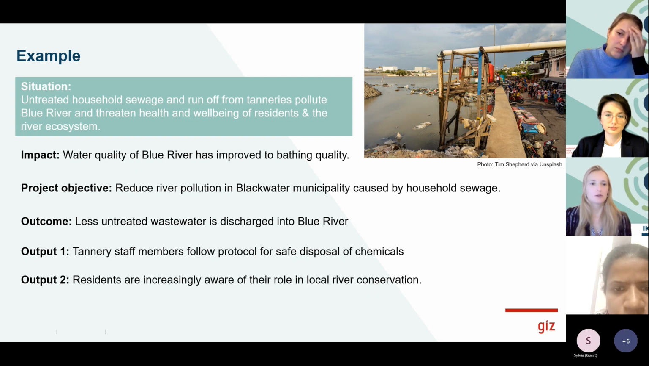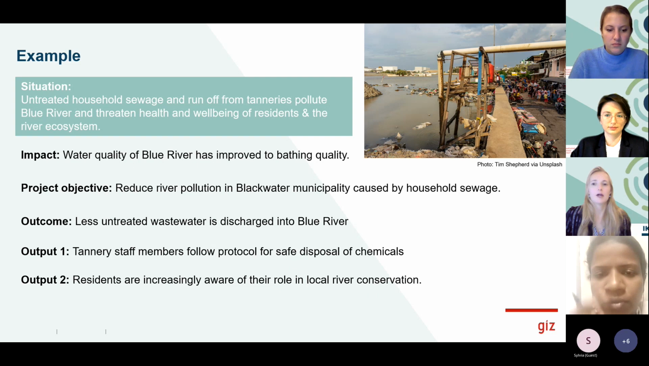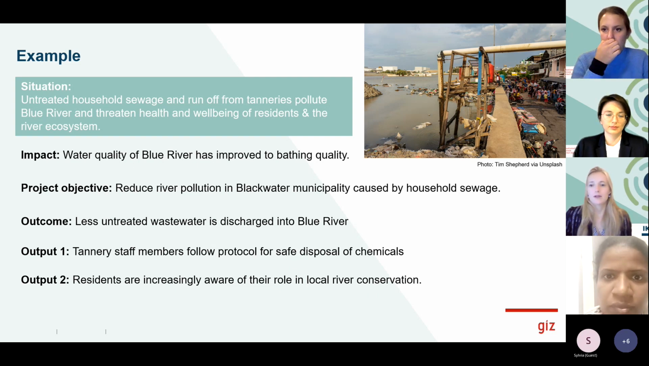So we have an imaginary situation here. We have water bodies in an example region that are severely degraded with negative impacts on the health of ecosystems and humans alike. We're talking about the condition of Blue River that is especially concerning as the water quality has plummeted in the last few years. Experts identified household sewage and runoff from tanneries as the main causes of river pollution. So that's our initial situation here.